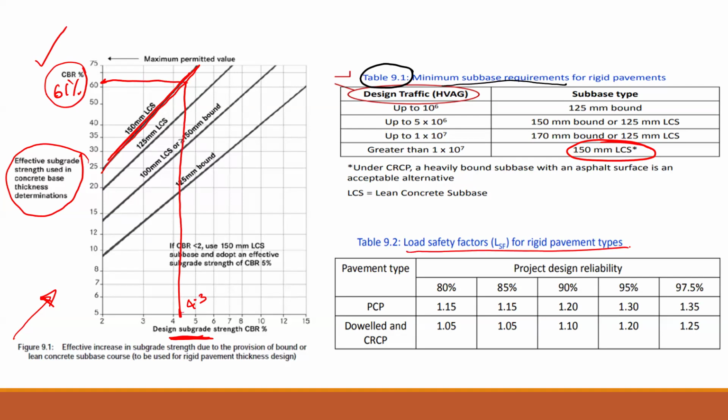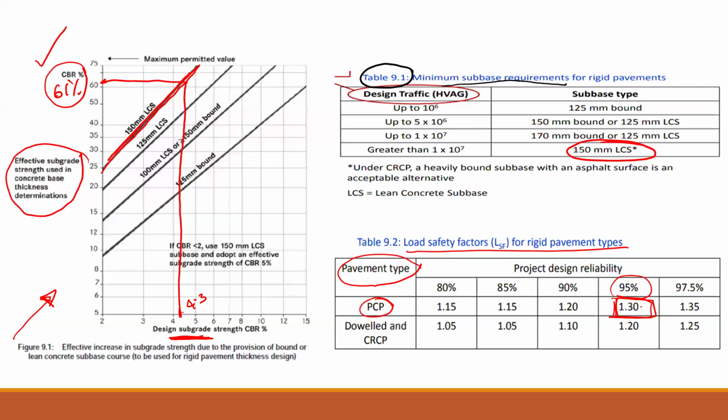And in the next part, they're asking us to find the load safety factor. So depending on the project reliability and the pavement type, we have a plain concrete pavement base, and our project reliability is 95%. So our load safety factor is 1.3. Any question? Are we good? No questions?